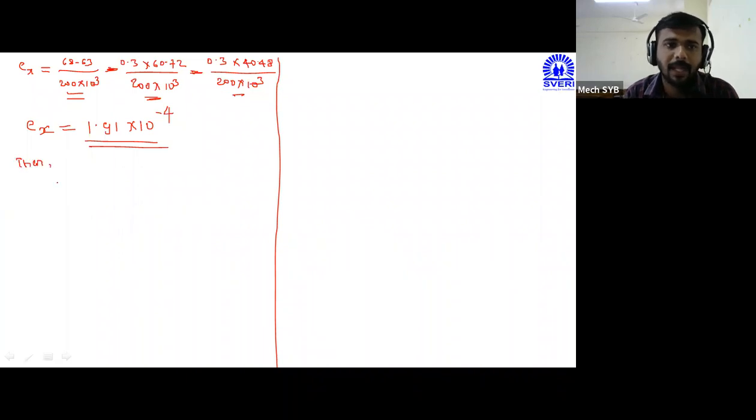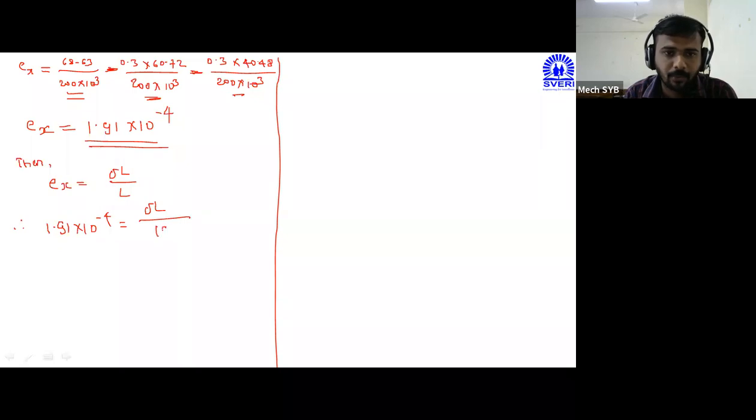We are having the formula. One more formula, epsilon x is equal to delta L upon L. So now put the epsilon x value here. 1.91 into 10 raised to minus 4 is equal to delta L upon the original length, which is 190. Therefore, those who have calculated epsilon x, use the other formula of epsilon x in the form of change in length upon original length and find out the change in dimension as delta L.